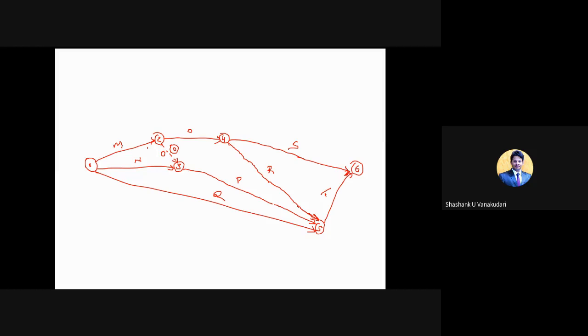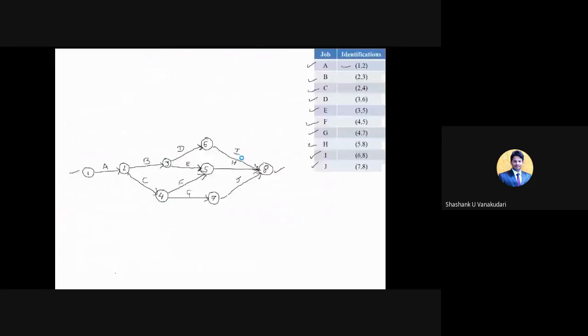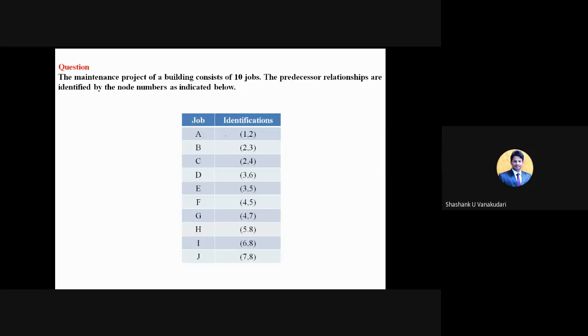For example, in yesterday's problems we have solved those things, the jobs as well as the identification. Their identifications purely depend on the relationship from one activity to the other activity. So these identification numbers are the node numbers. This 1 to 2 indicates activity A, so you need to provide node 1 to 2 only for activity A. You can't give those numbers randomly.